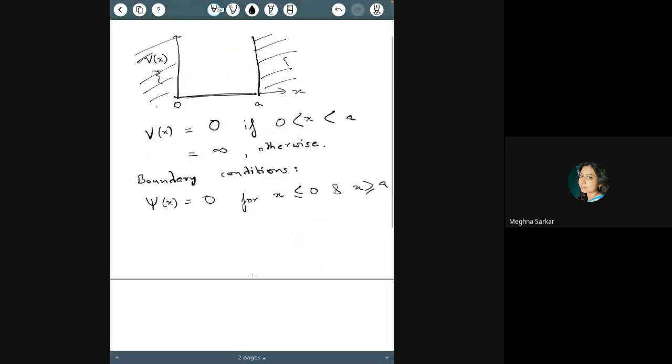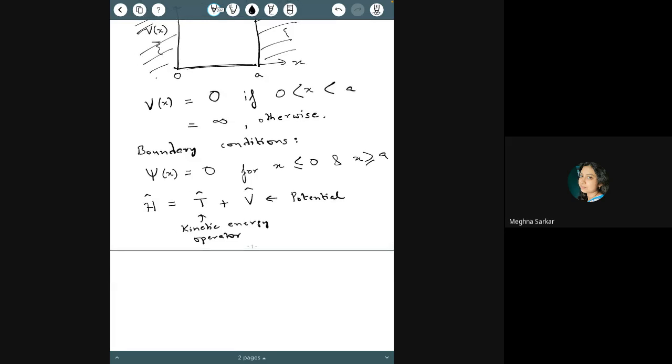And what about the Hamiltonian for this system? So this is a particle which is moving basically. So it has a kinetic energy and it has an applied potential to it. So this is the kinetic energy operator, and this is the potential which is applied to it.